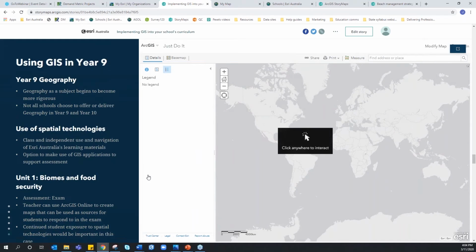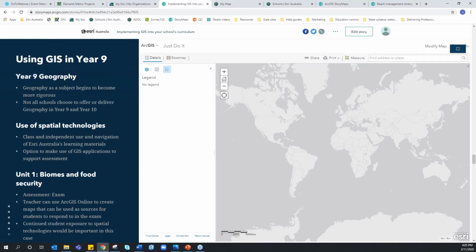Year 9 geography as a subject begins to become more rigorous. I mentioned this before, not a lot of schools, particularly in the state system, at least in Queensland, are offering it all the time in Year 9 and 10. As I'm sure you're aware, with the school curriculum, every teacher and every subject is fighting for its space on the board. And I know that geography is one of those subjects that usually suffers. But if your school is doing it, that's awesome.